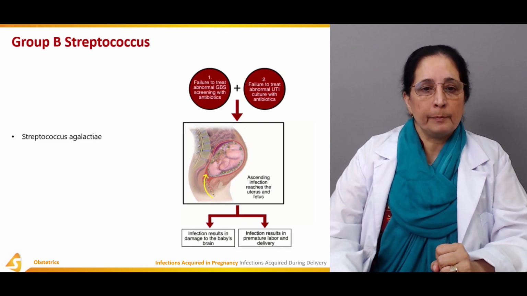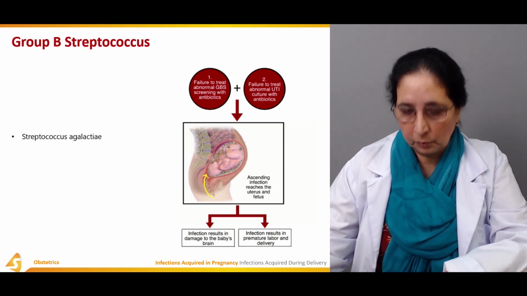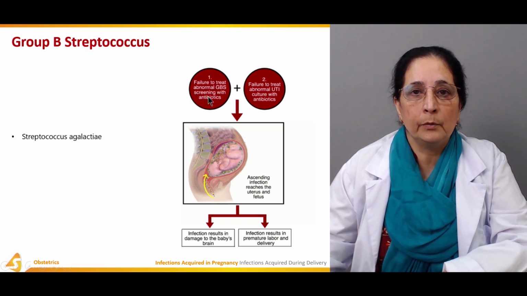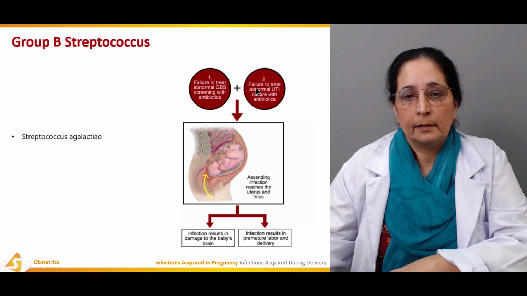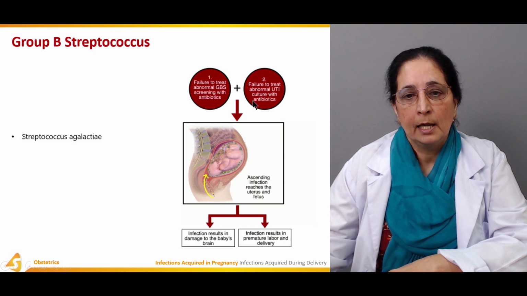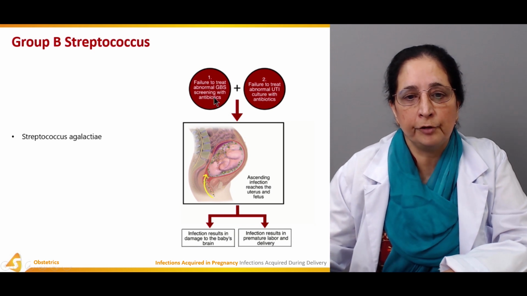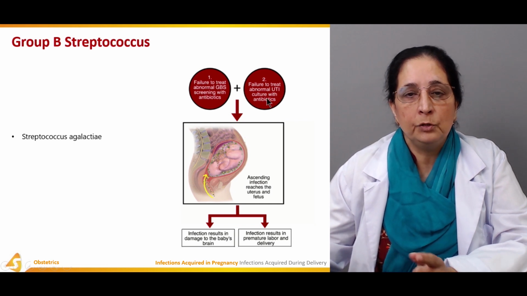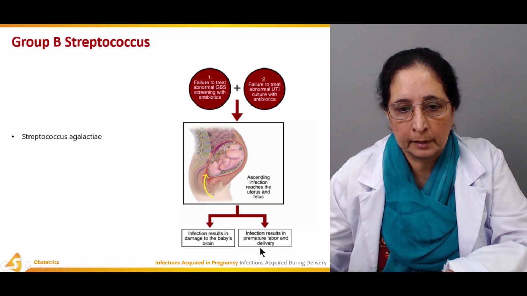Next is group B streptococcus. Streptococcus agalactiae causes group B streptococcus infection. If there is failure to treat abnormal group B streptococcus screening with antibiotics, and if there is failure to treat abnormal urinary tract infection culture with antibiotics. So in case of urinary tract infection, we do culture with antibiotics, and in this case we do screening with antibiotics.